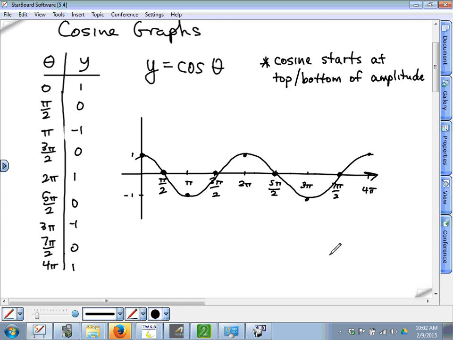What does this graph look an awful lot like? I was thinking more like it looks like a sine function, doesn't it? It just starts in a different spot. It starts at the top of the amplitude rather than the 0 in the middle. It does kind of look like a snake, especially if I did this.